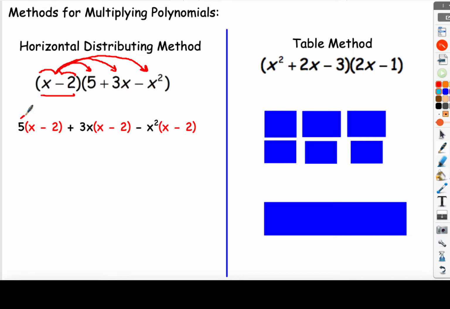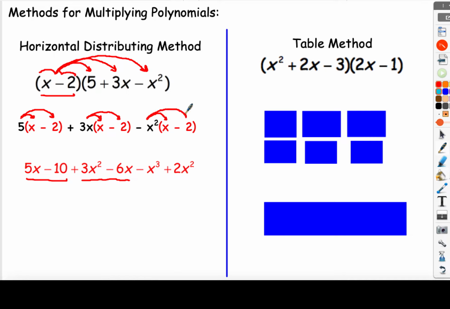Now we do a little more distributing. 5 times x will be 5x, and 5 times -2 is -10. So there's where we get these first two statements here. 3x times x would have been 3x squared, and 3x times -2 is our -6x in the middle. And don't forget the negative sign now, the minus sign, -x squared times x, and -x squared times -2 to get a -x cubed, and a plus, right? Don't forget the double negative becomes positive, so plus 2x squared.